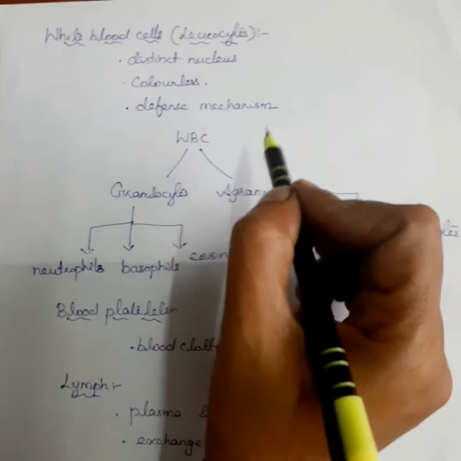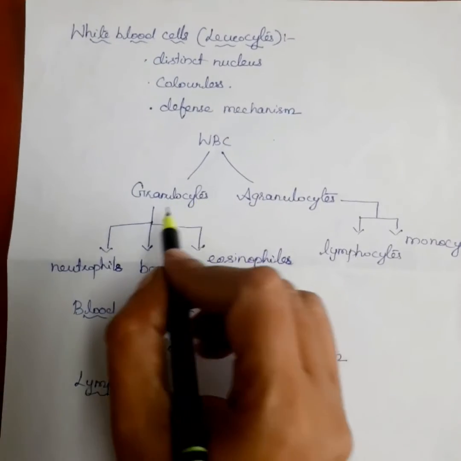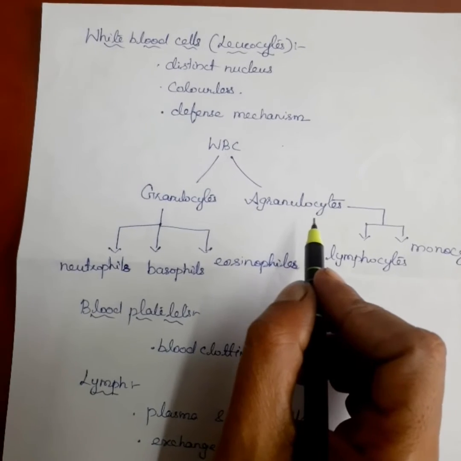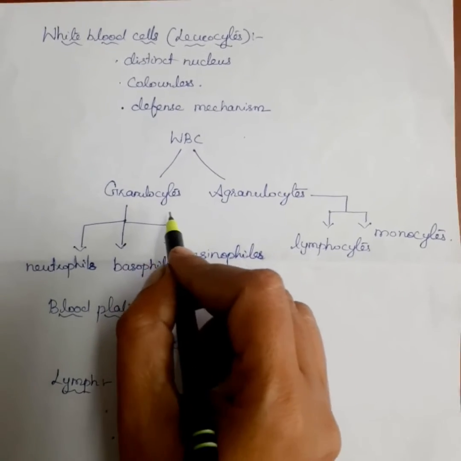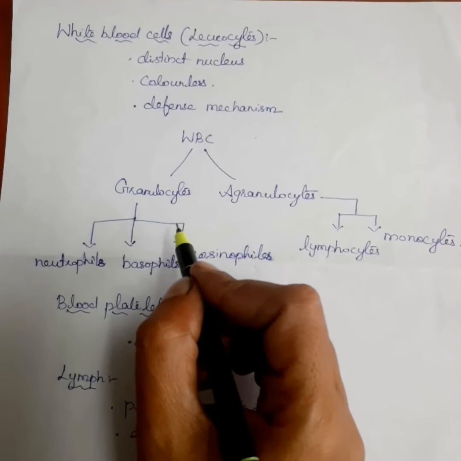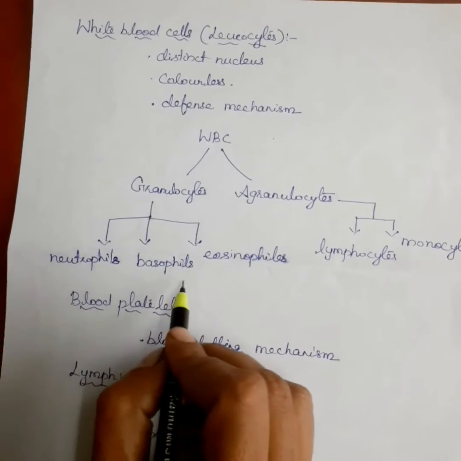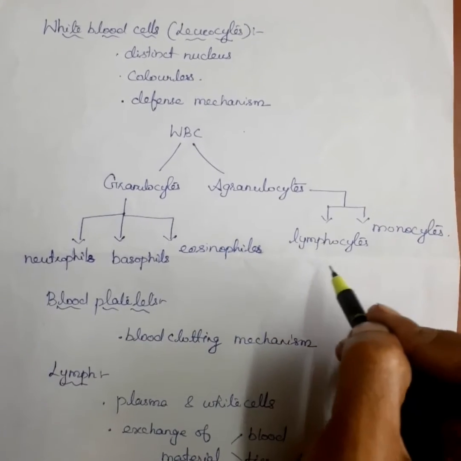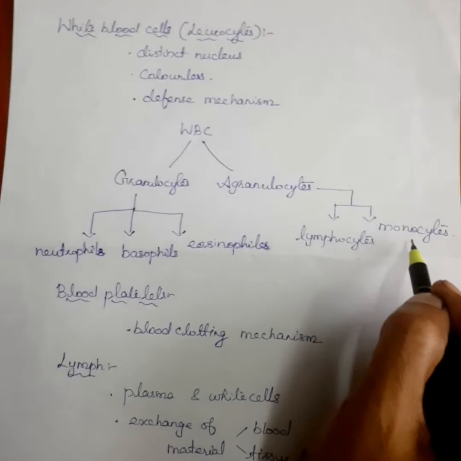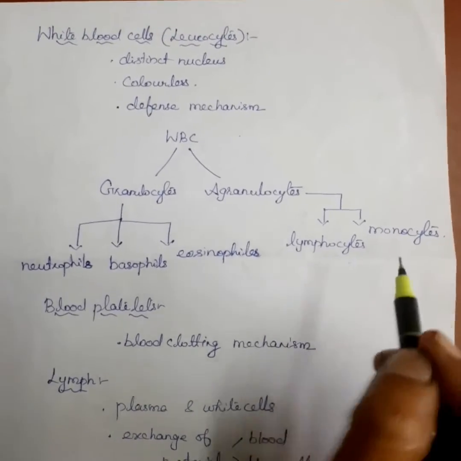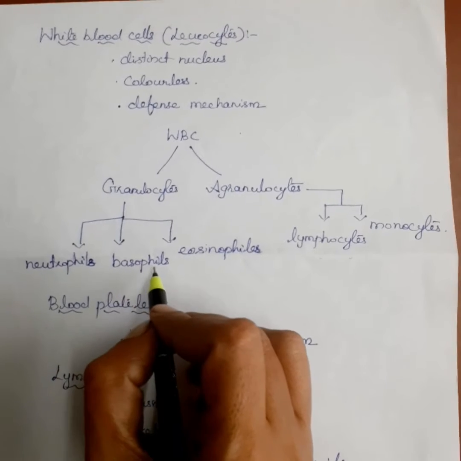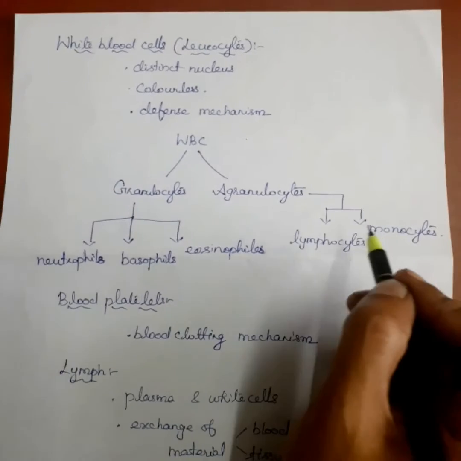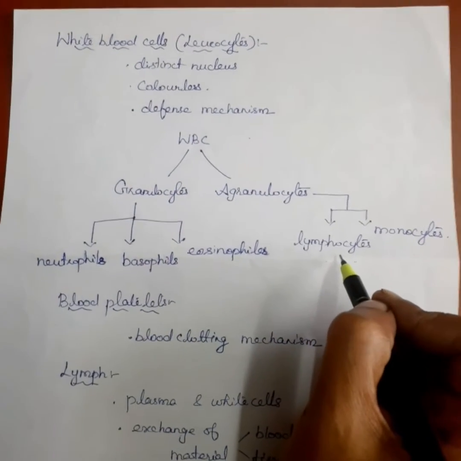What are the types of WBC? Granulocytes and agranulocytes. The first type is granulocytes. There are three granulocytes: neutrophils, basophils, and eosinophils. The agranulocytes are divided into lymphocytes and monocytes. The eosinophils, neutrophils, and basophils, these three types, have granules in the cytoplasm. And monocytes and lymphocytes have no granules.